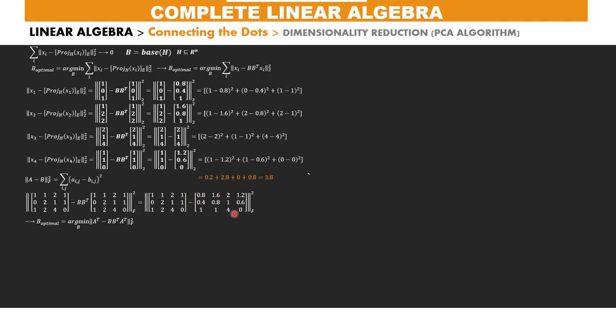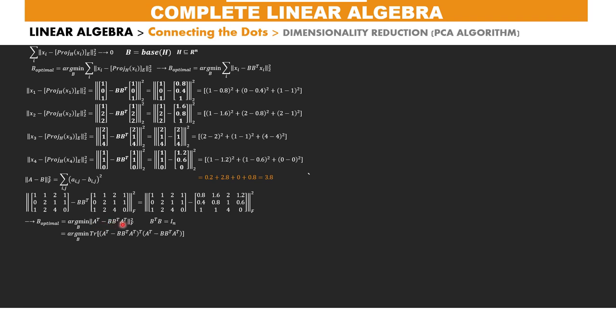And now this is given as a Frobenius norm instead of the L2 norm we had earlier talked of. And with this, we can say that this B optimal can be written as the argmin over B of the Frobenius norm of A transpose minus B transpose times A transpose, where A represents the data set. Before continuing, we shall take note that B transpose B equals the identity matrix, and this is because B is an orthonormal basis.